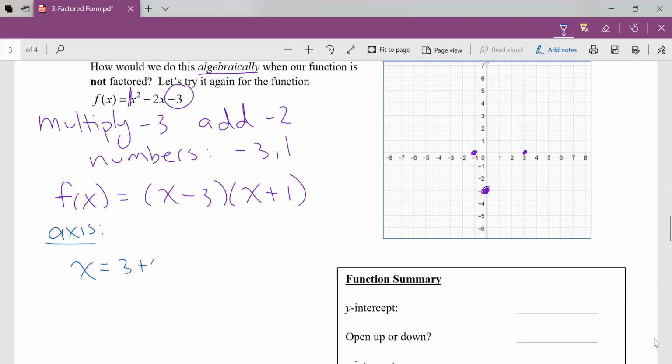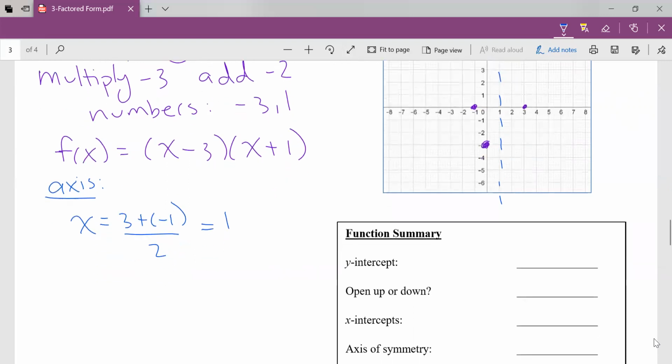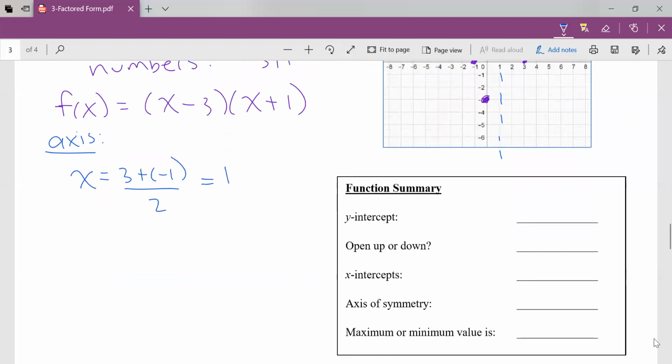So it's 3 plus negative 1 divided by 2. And that sounds like 1 to me. So my axis of symmetry is that imaginary line. It's going to go right down there like that. Okay, and so I've got that axis. And once I've got that axis, then my friends, what I'm going to do is find that minimum. So let's go find that minimum.